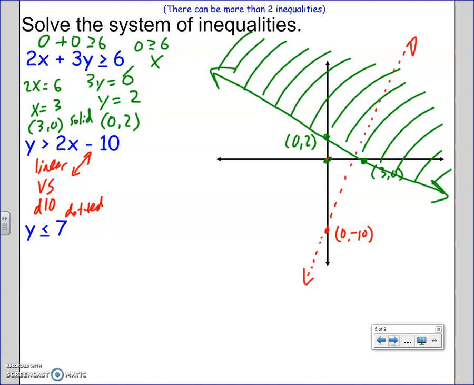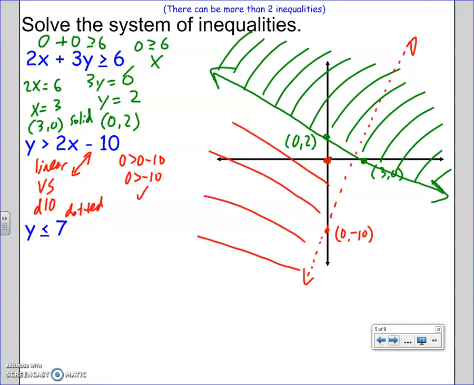All right, pick a test point. Let's pick 0, 0. 0 is greater than 0 minus 10. 0 is bigger than negative 10. That is true. Should I say the 0, 0 side? Alright, if you can tell, it's like an X right now. The top of the X is where it's both green and red. That's the overlap so far.